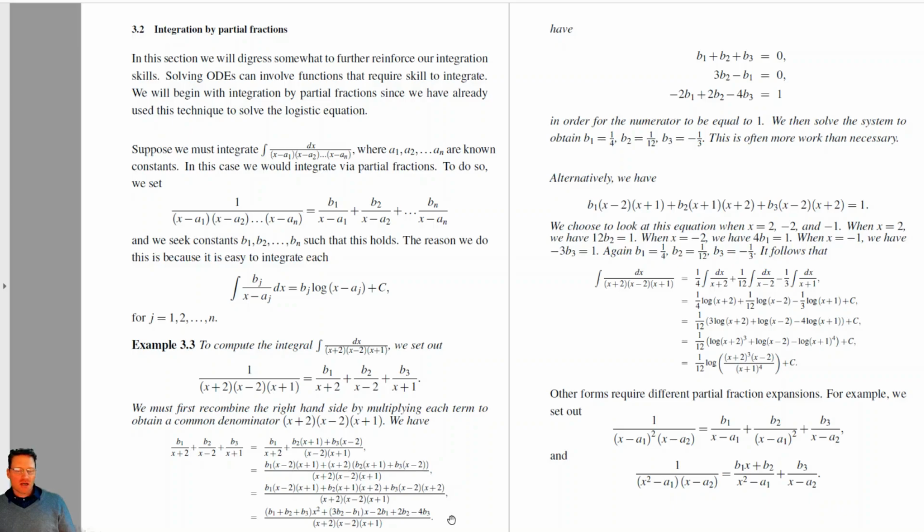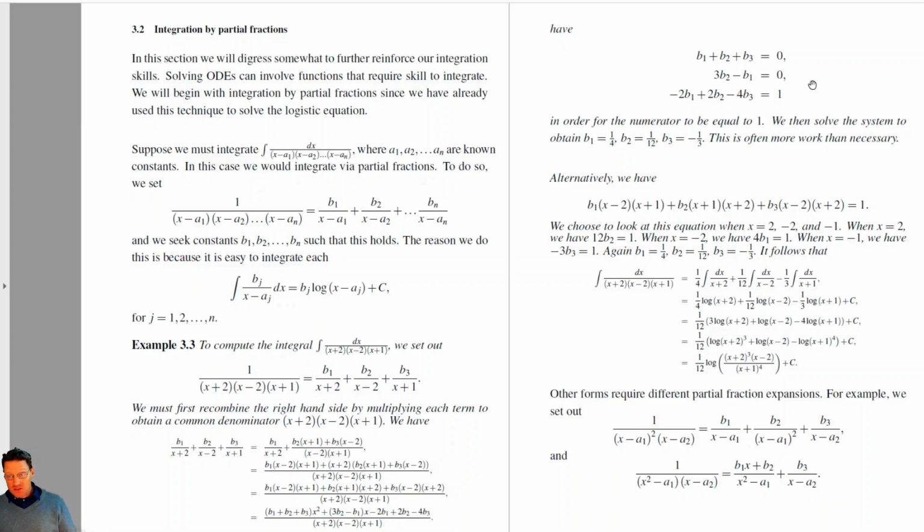So we could just observe that since we have a polynomial in the numerator and we're seeking constants b1, b2, b3, we absolutely need the sum b1 + b2 + b3 to be equal to 0, because we don't have any x squareds in the numerator 1, which we're trying to get. So we need that coefficient to be equal to 0. Likewise, we need the coefficient of single x to be equal to 0, and then we need the constant coefficient, the last one, to be equal to 1.